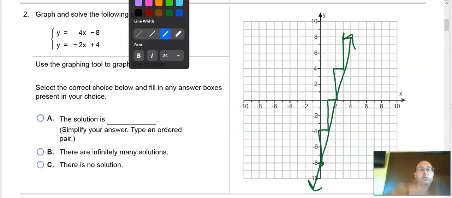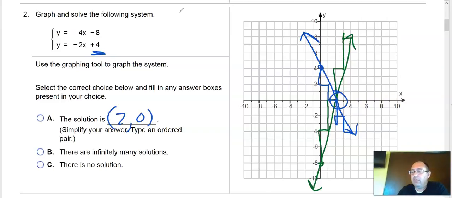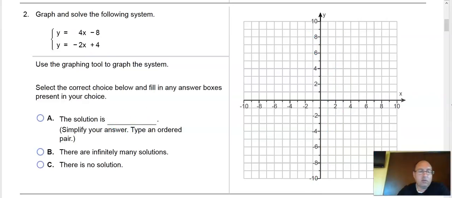Hopefully I got that pretty well down. And then I have a y-intercept of +4. And -2 over 1, that would be down 2 over 1, down 2 over 1. And I can see that the intersection point right there is at the point 2, 0. That's graphically finding what's going on here. Let's go to my next question.